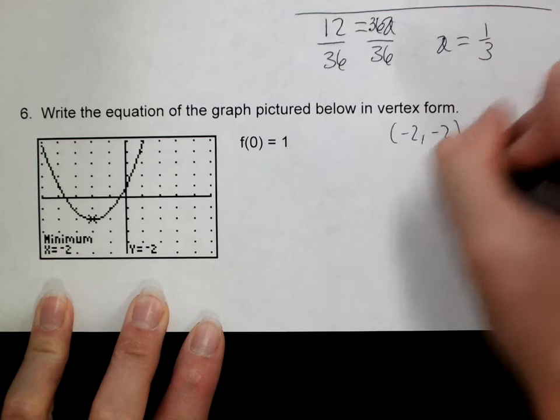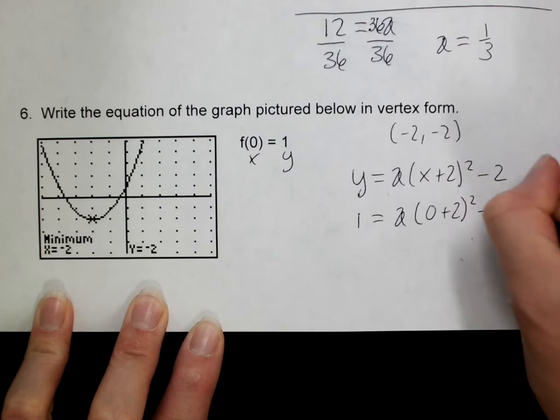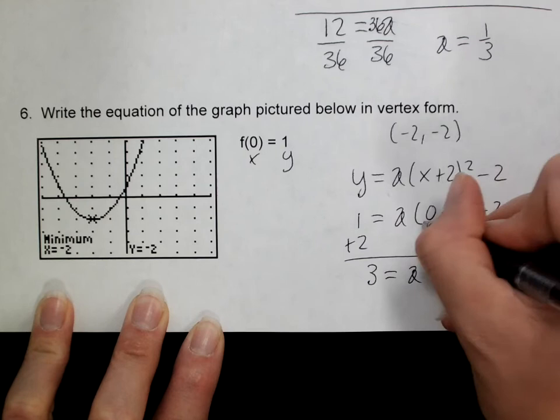Last question. They've given you the vertex right here. Your vertex is at negative 2, negative 2. So your equation is x plus 2 squared minus 2. Again, plug in x and y. Step 1, add the 2. 2 plus 0 is 2, squared is 4. A equals 3/4.